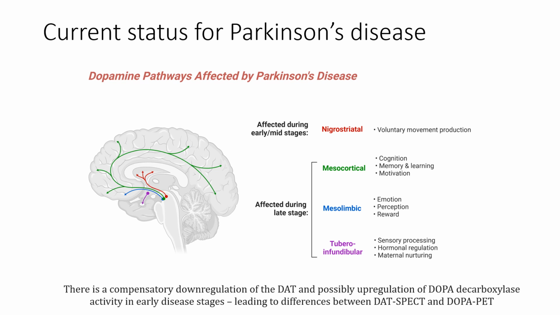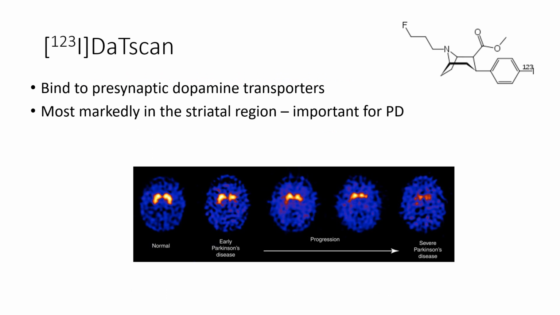And then the one that you should be aware of is the criteria for diagnosis for that specific radiopharmaceutical. So the iodine 123 scan binds to the presynaptic dopamine receptors, and it's most markedly present in the striatal region. That's important for Parkinson's disease. This is for single photon emission tomography, SPECT scans.